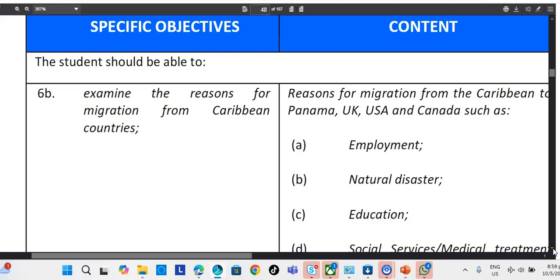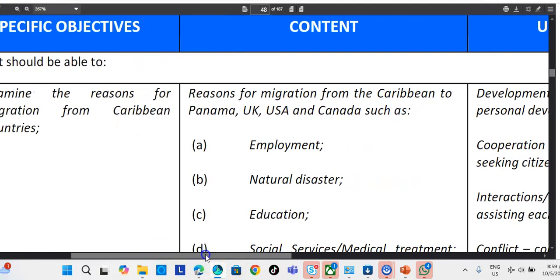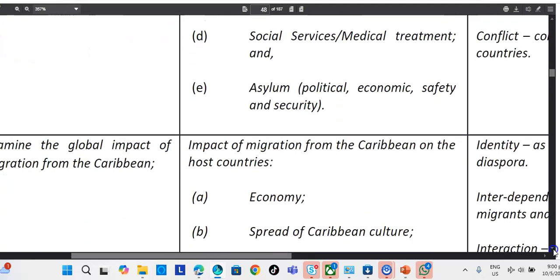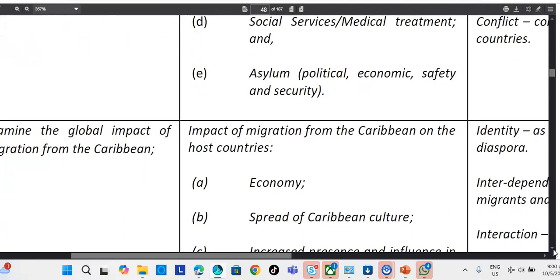Examine the reasons for migration from Caribbean countries. Reasons for migration from the Caribbean to Panama, UK, US, Canada, Australia, you name the country. Unemployment. So Caribbean migrants are trying to find employment. Maybe they are migrating because of natural disasters. They are migrating because of better educational opportunities, better medical treatment and social services. And many are just refugees who are trying to seek asylum because of political, economic, safety, and security reasons.